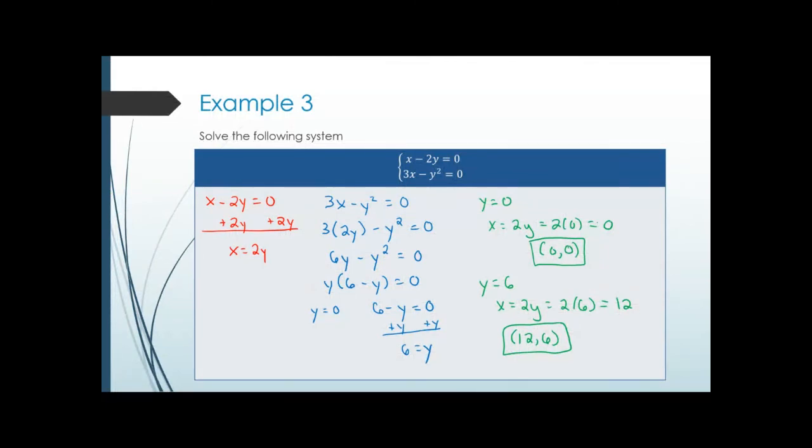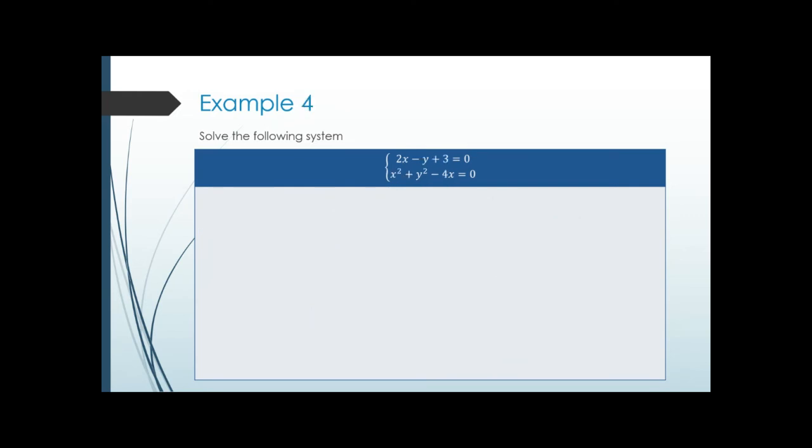Any questions on this one? Okay. And now this is my last one. This one now we have both x and y squared. So this one's going to be a little more confusing. When you have both x and y with exponents, you cannot use the elimination method. You would have to do substitution.